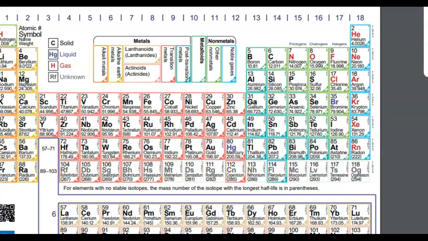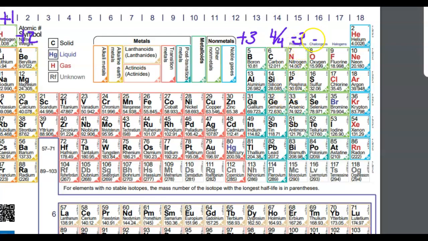So let me kind of go back and show you. These ones will be the +1s. These will end up losing 2, so they'll be +2s. These will be the +3s. These are the 4s. They're like a 50-50 split. These ones are going to end up gaining to get to that 8 number.